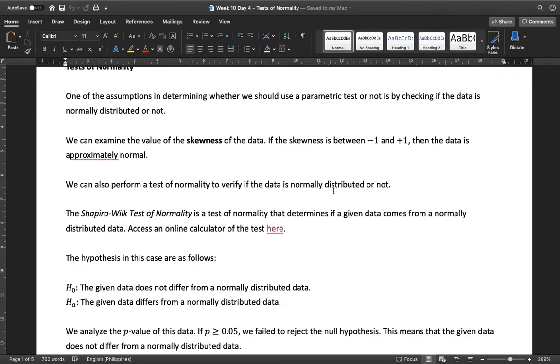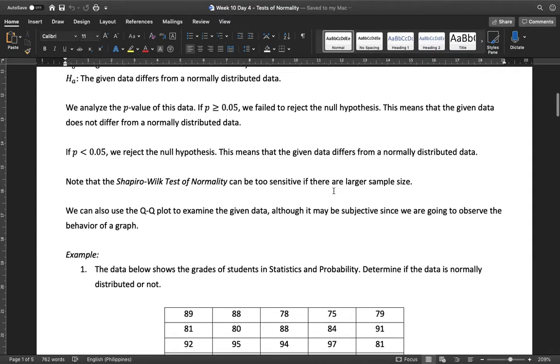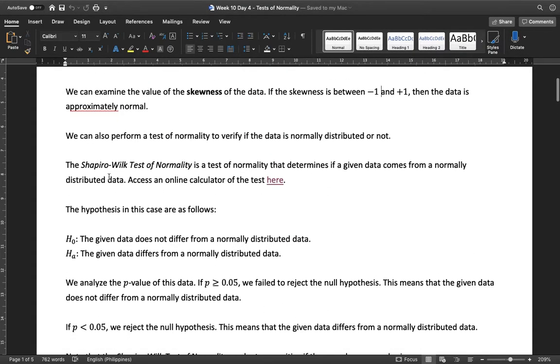Now, there are two tests that we can use. The first one is the Shapiro-Wilk test of normality. So maraming actually types ng test of normality, pero yung Shapiro-Wilk yung merong pinakamataas na statistical power among all the possible tests. So it is a test of normality that determines if a given data comes from a normally distributed data. Now, the online calculator is right here.